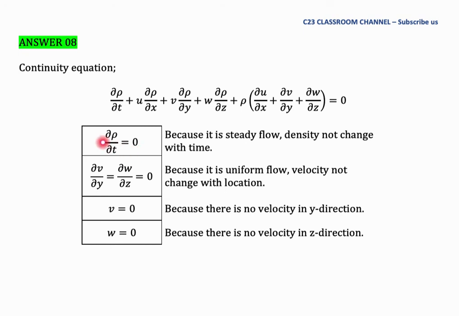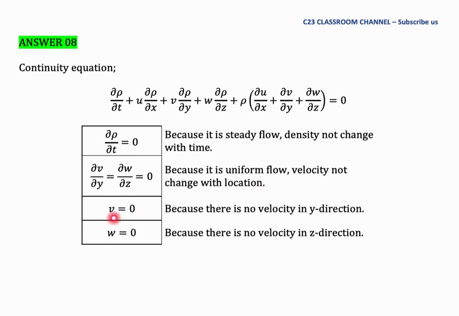We make del rho over del t equal to 0 because it is steady flow and the density does not change with time. We assume that del v over del y is equal to del w over del z equal to 0 because it is a uniform flow, velocity not changing with location.